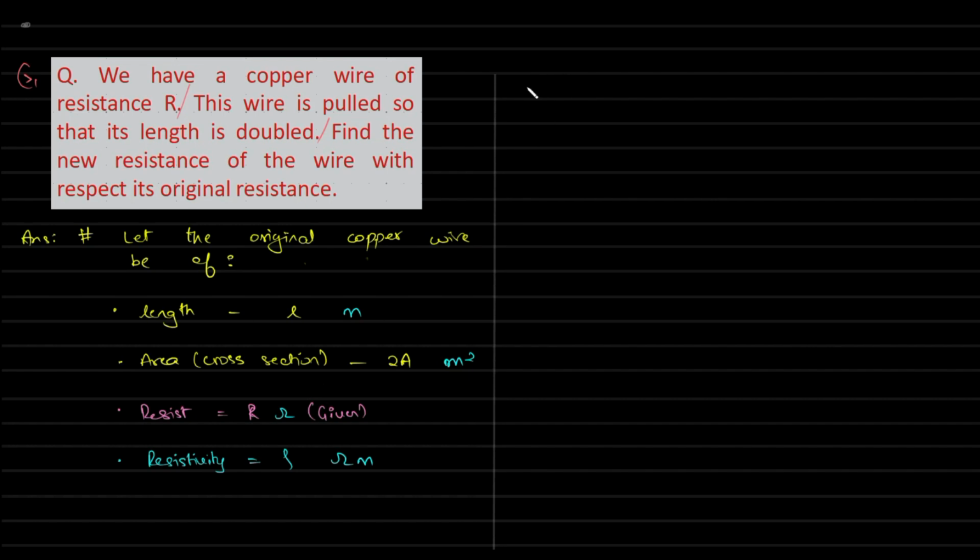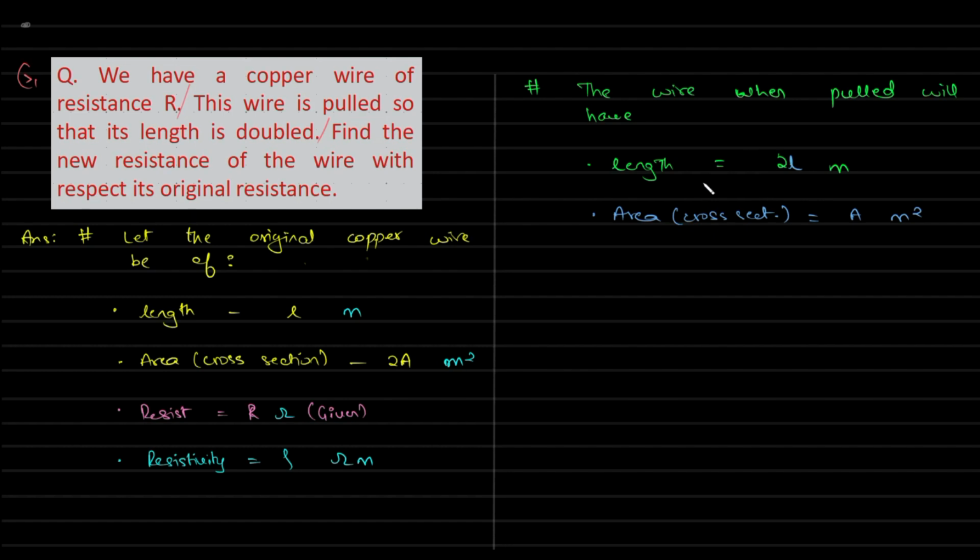Now the wire, when pulled, will have L dash, the length, equal to 2L meters. Then the area of cross section will be equal to A meter square, because the area of cross section reduces by half when you double the length.